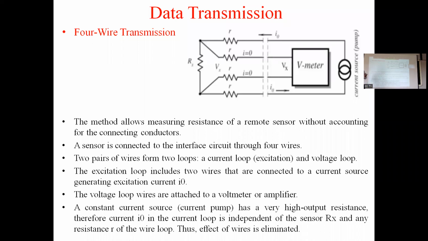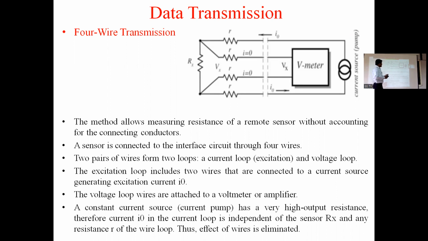That means, बघा, four wires, in that four wires two wires make one loop, दोन wire से एक loop होते. One loop is called the current loop, another loop is called the voltage loop. एका loop ला current loop म्हणतात, एका loop ला voltage loop. Okay, so the excitation loop includes two wires that are connected to the current source generating excitation current I0.